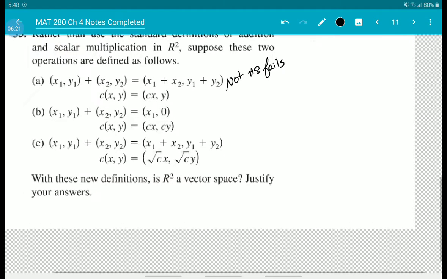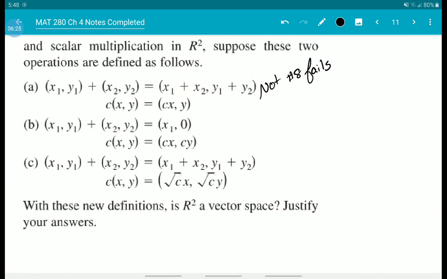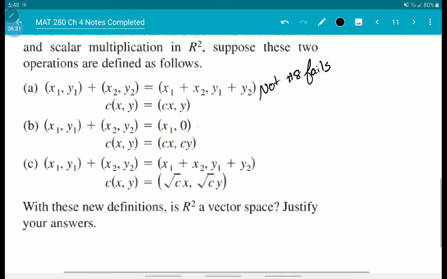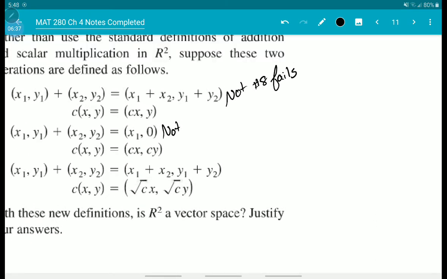So if we look at 35b, notice we've changed that definition of addition. Scalar multiplication is going to be fine. So this guy actually turns out not to be a vector space. And there's several things that fail. Number 2 fails.